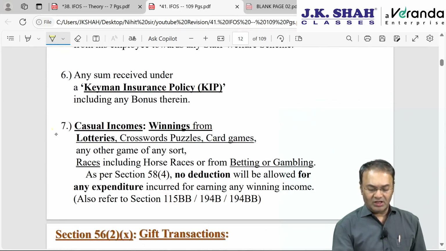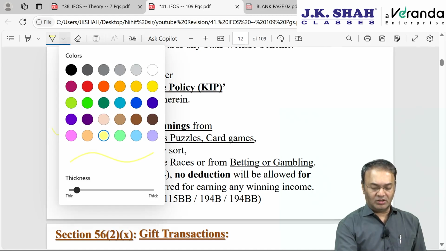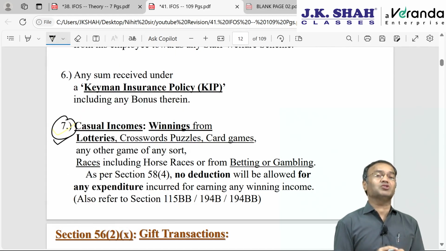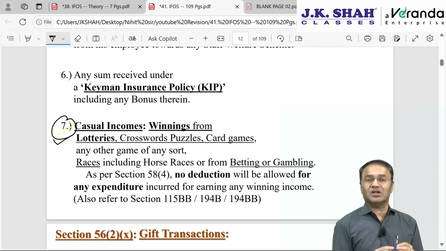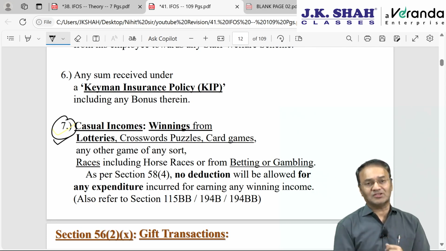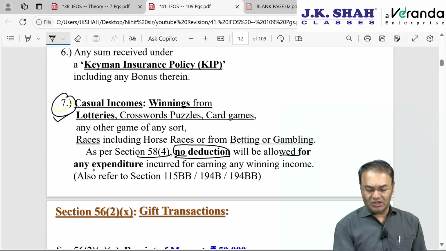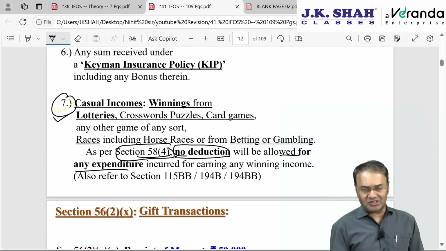Okay. Then casual income, which is an important point. This obviously, even without studying, you will be answering this way. Casual income would mean once-in-a-while income, not having a recurring nature, like winning from a lottery, crossword puzzle, card game, winning from online games, rummy circle, etc., or winning from any race including horse race, will all be taxable under this head. However, subject to the condition that deduction will not be allowed for any expenditure incurred for earning such income, section 58(4), which we will be discussing in this chapter only.